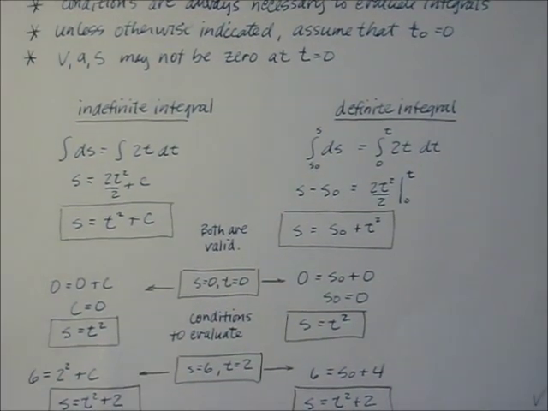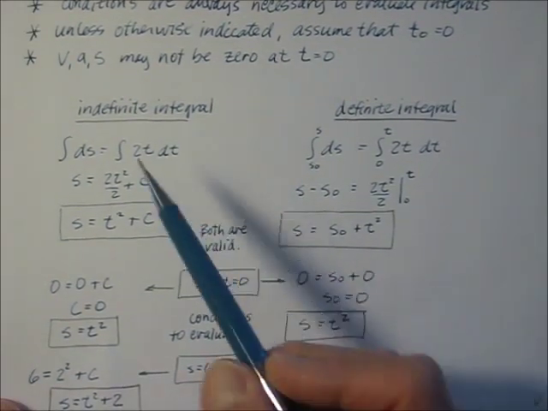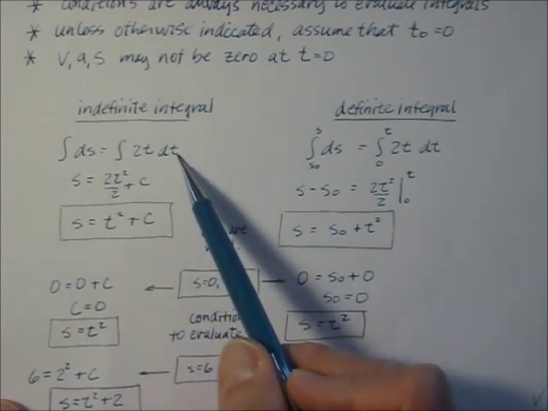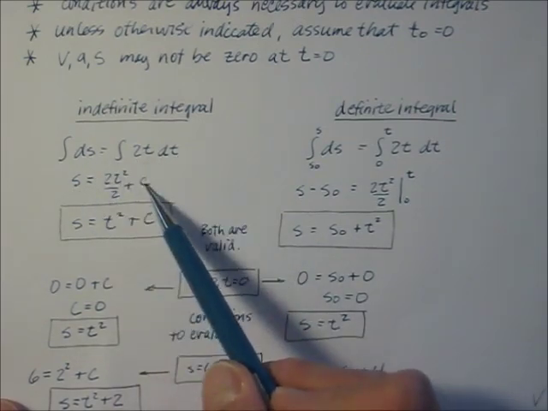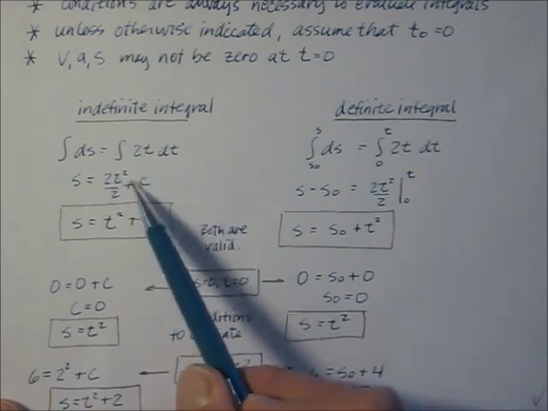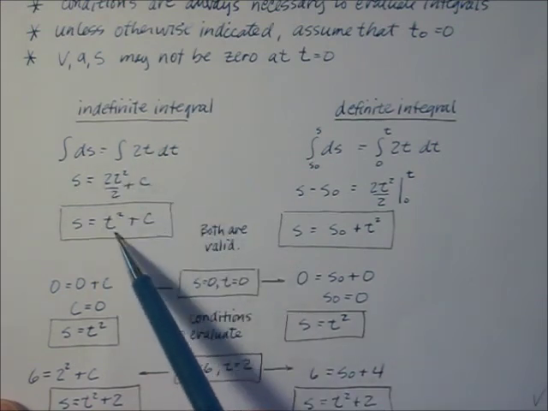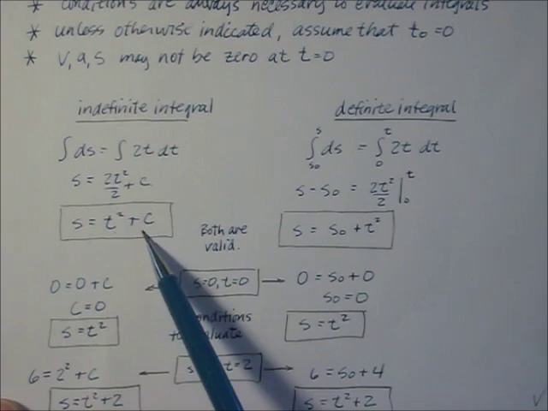So let's do the indefinite integral first. We're going to say that the integral of ds is equal to the integral of 2t dt. Integrating both sides, we can see that s is equal to 2t squared over 2 plus a constant. Simplified, s is equal to t squared plus a constant.